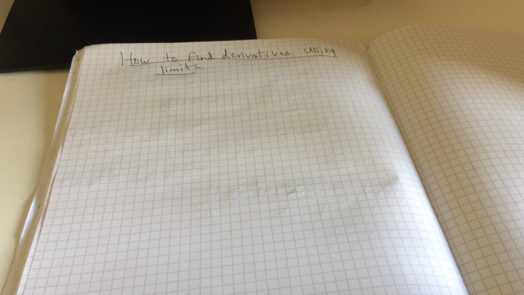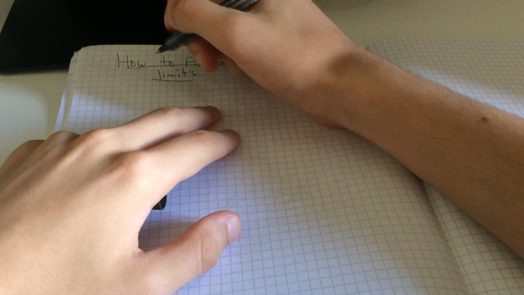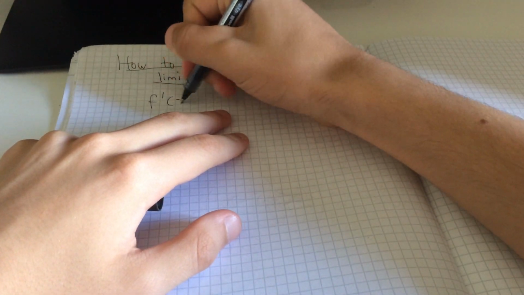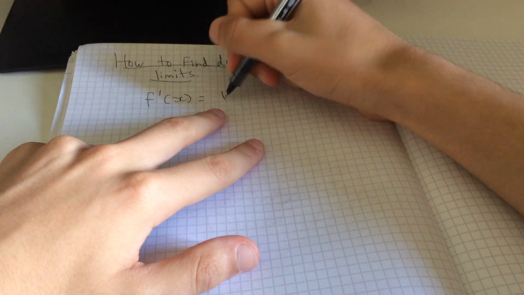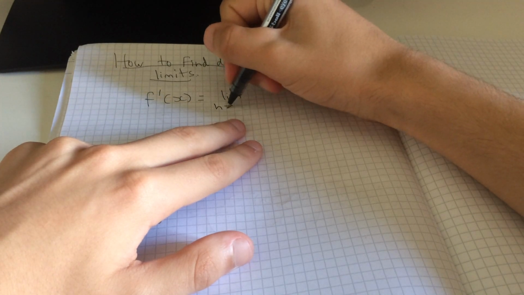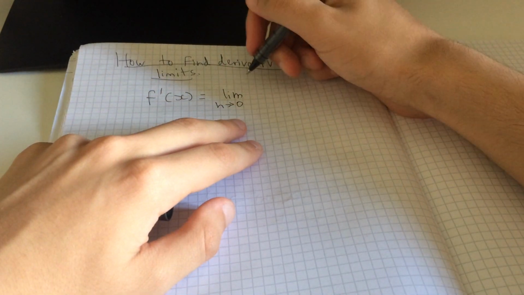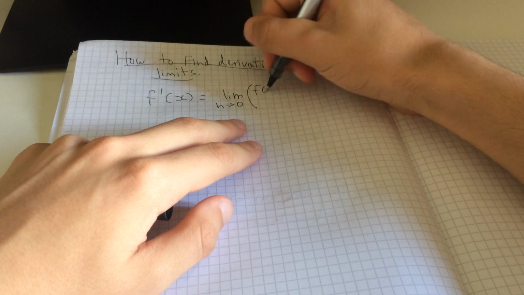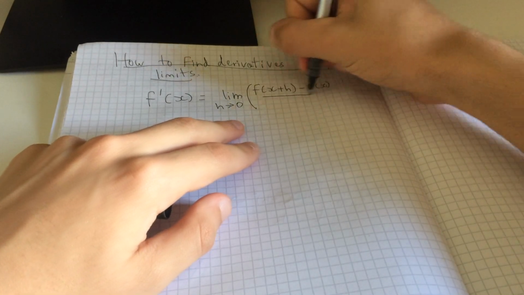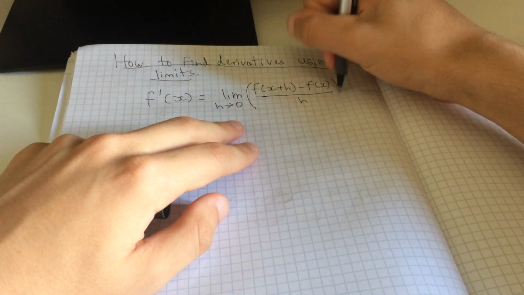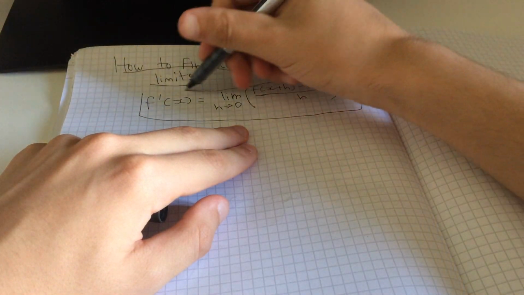Hello everyone, today I'll be showing you how to find derivatives using the limit definition of a derivative. I'm just going to jot it down so that you can see. We said f prime of x, meaning the derivative of f of x, is equal to the limit as h tends towards 0 of f of x plus h minus f of x, all divided by h. Okay, so we have this definition over here.